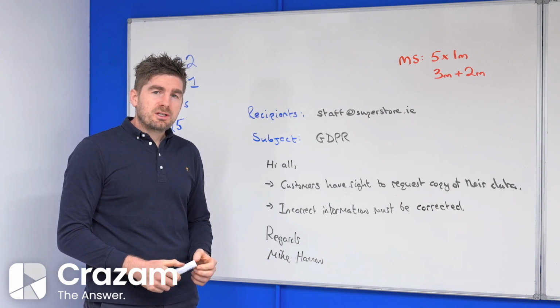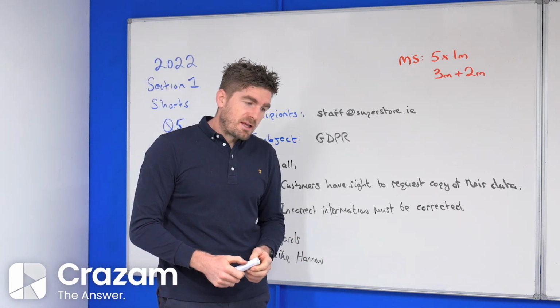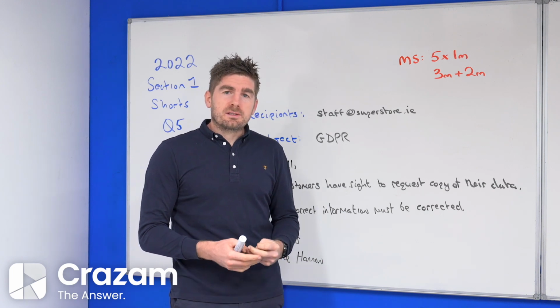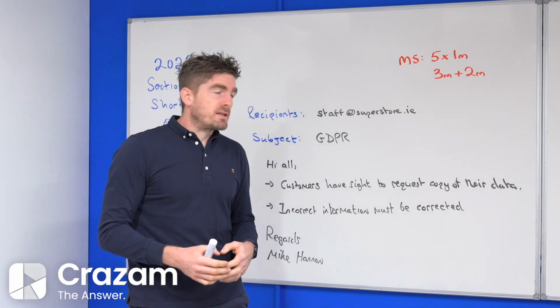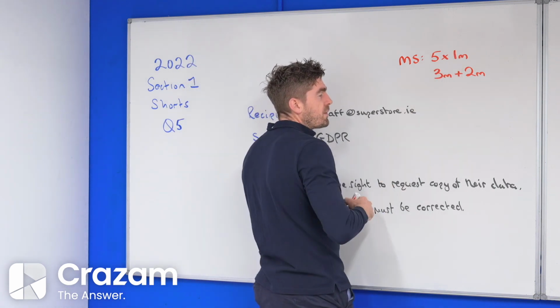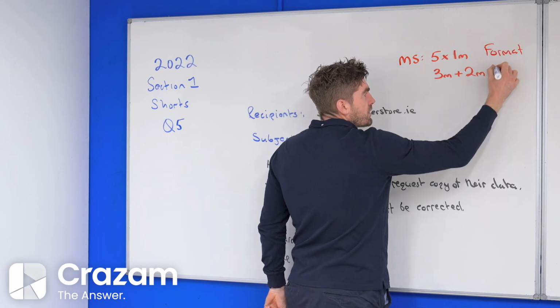It's in the short section and it's question 5 that we're looking at today. In this question, students were asked to draft an email. When you're drafting an email, or drafting a letter or a memo, there's going to be marks for the format and marks for the content. In this case, there were 5 sets of 1 mark for your format, and then 3 plus 2 marks for your content.